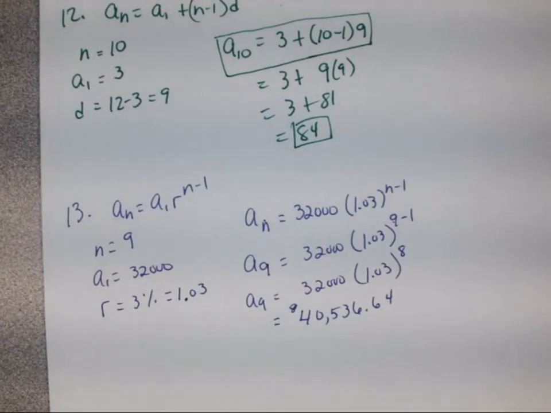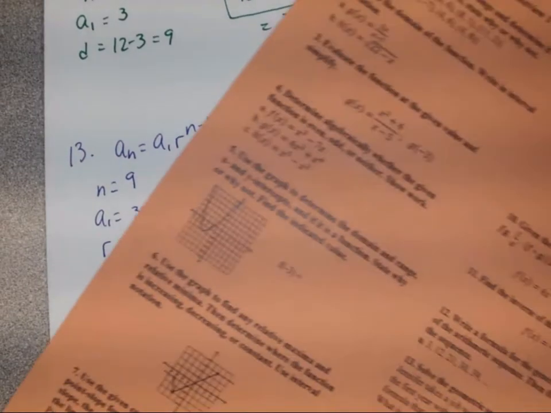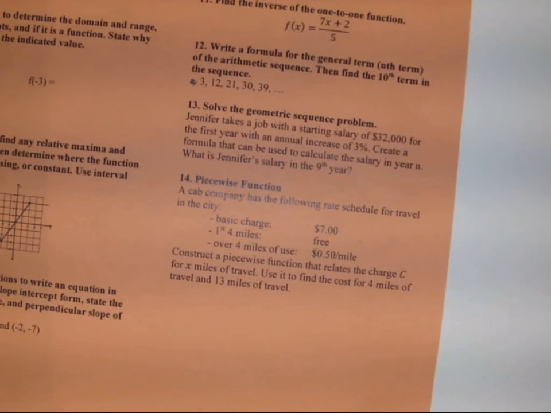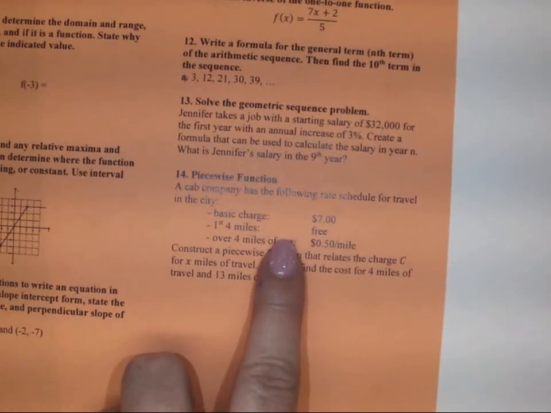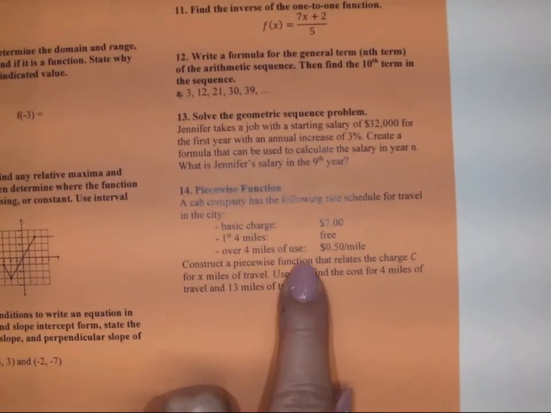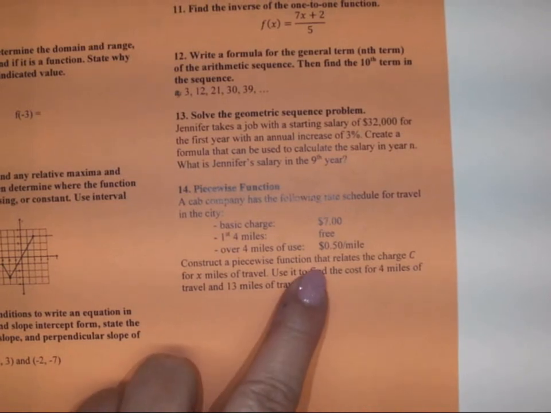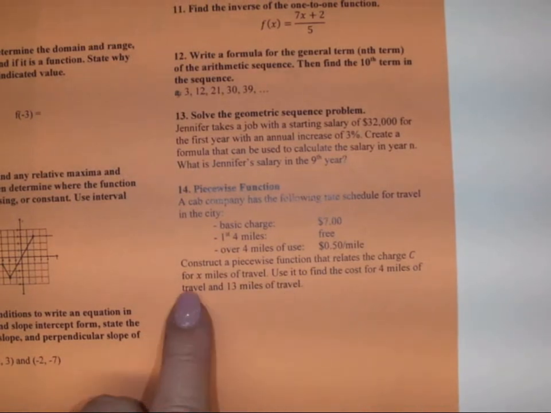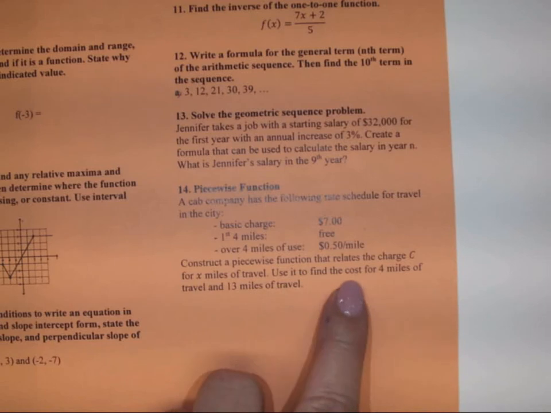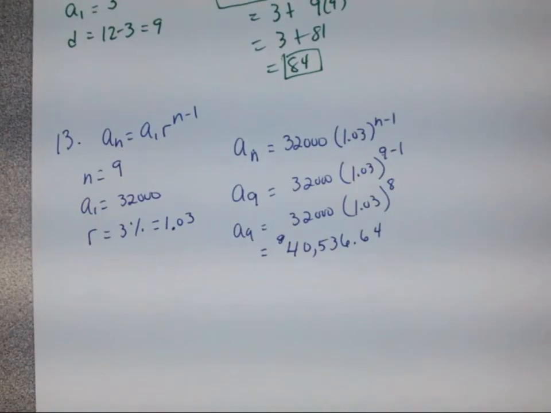All right, let's look at number 14, the piecewise function. So we've got a cab company that has the following rate schedule for travel in the city. They have a basic charge of $7. The first 4 miles are free. Over 4 miles of use, it's 50 cents a mile. Construct a piecewise function that relates the charge C for X miles of travel. Use it to find the cost for 4 miles of travel and 13 miles of travel.